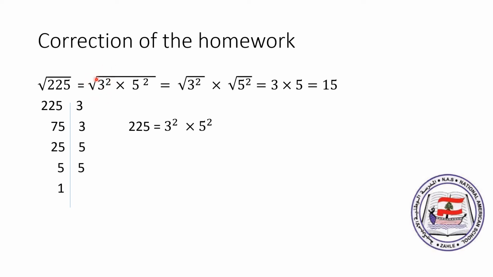And from the property of calculation of radicals, since we can write each term in a radical when there is a multiplication, we can write radical 3 square times radical 5 square. Remember that the role of the square root is to simplify the exponent by its half. So the square root of 3 to the power of 2 is equal to 3, and the square root of 5 square is equal to 5, and hence we get the product of 3 times 5, which is 15.